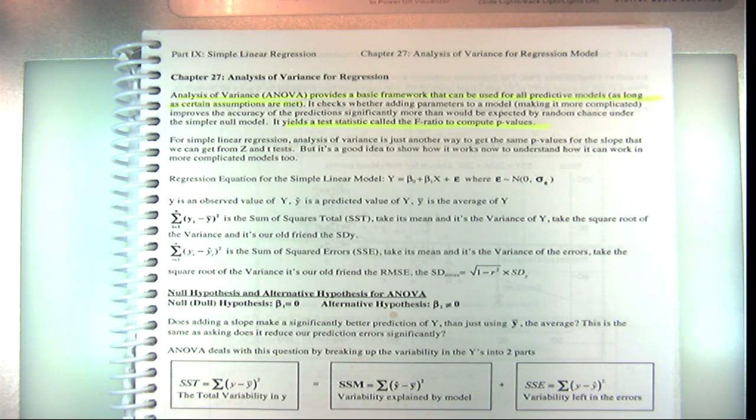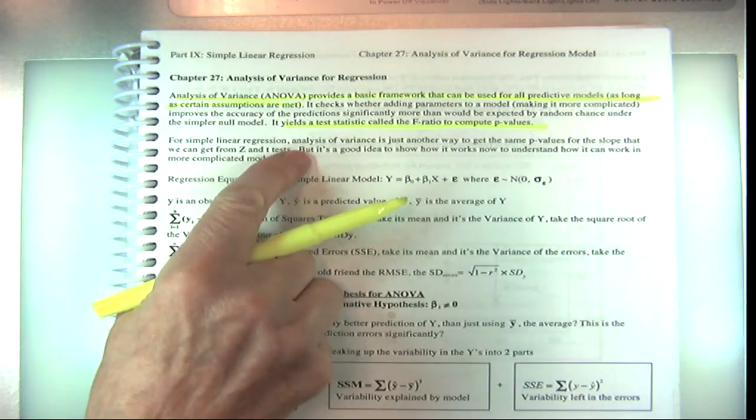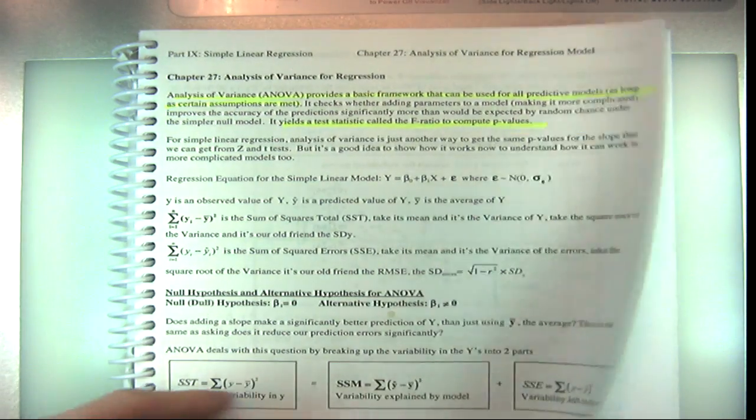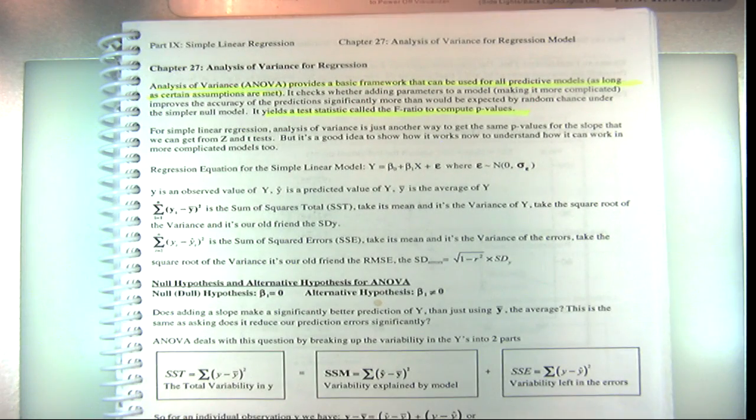Now, why do we need something besides what we just did? We have a z-test for that. We have a t-test for that. Why do we need anything else? Well, you wouldn't, unless you want to go further, and we do. We want to start adding more slopes. So I wanted to introduce this idea of analysis of variance in 2D, so we can draw it with a graph and you can understand it better than when we move into more dimensions.